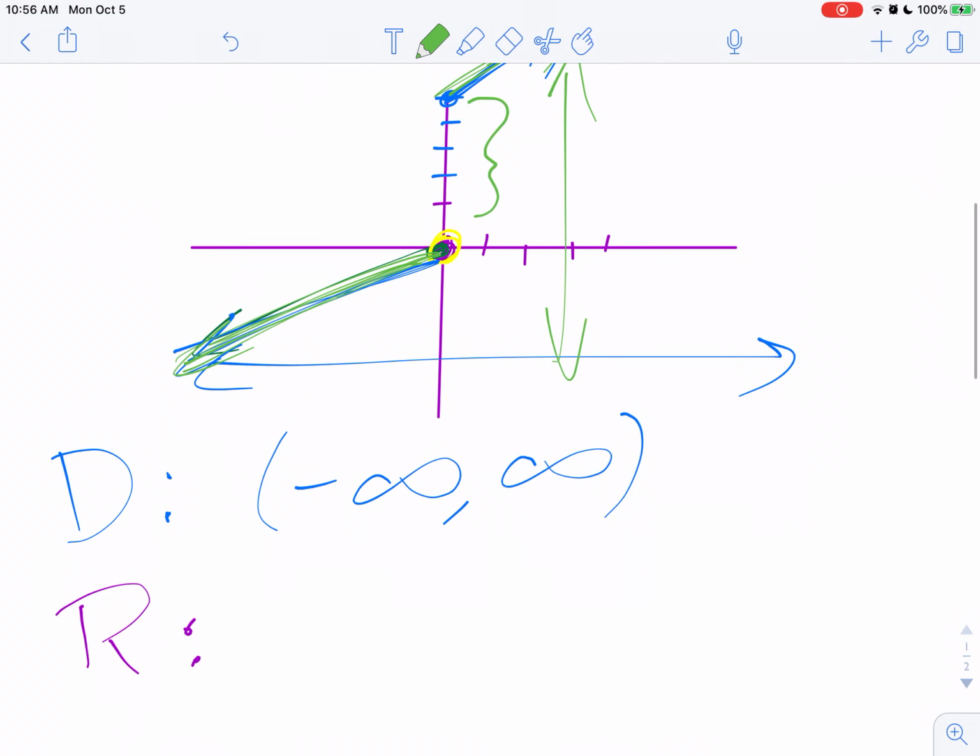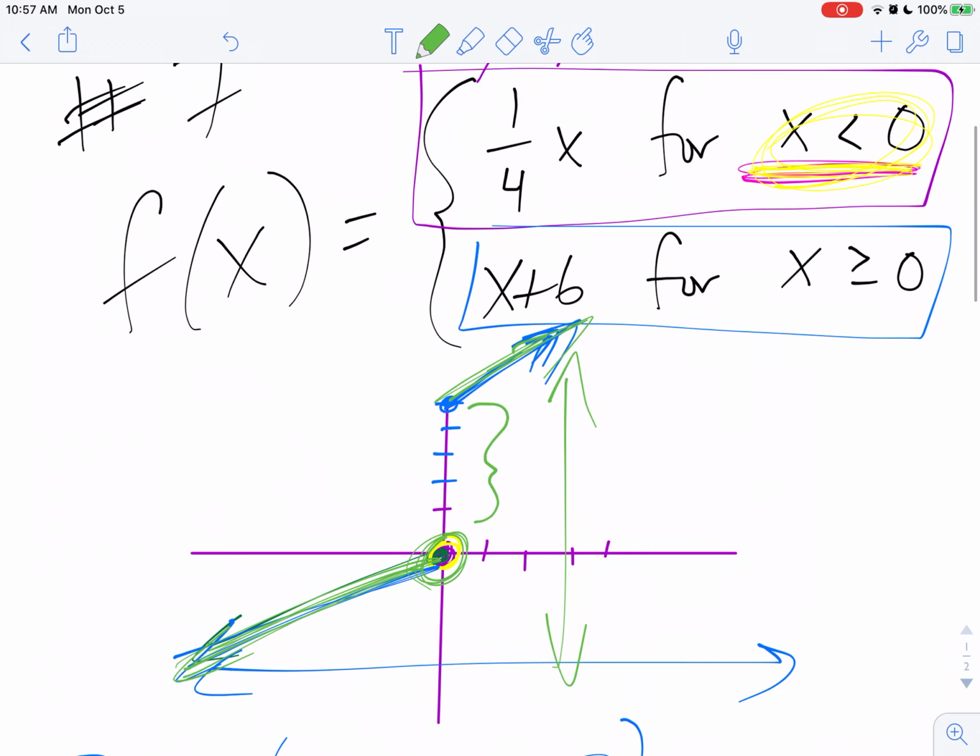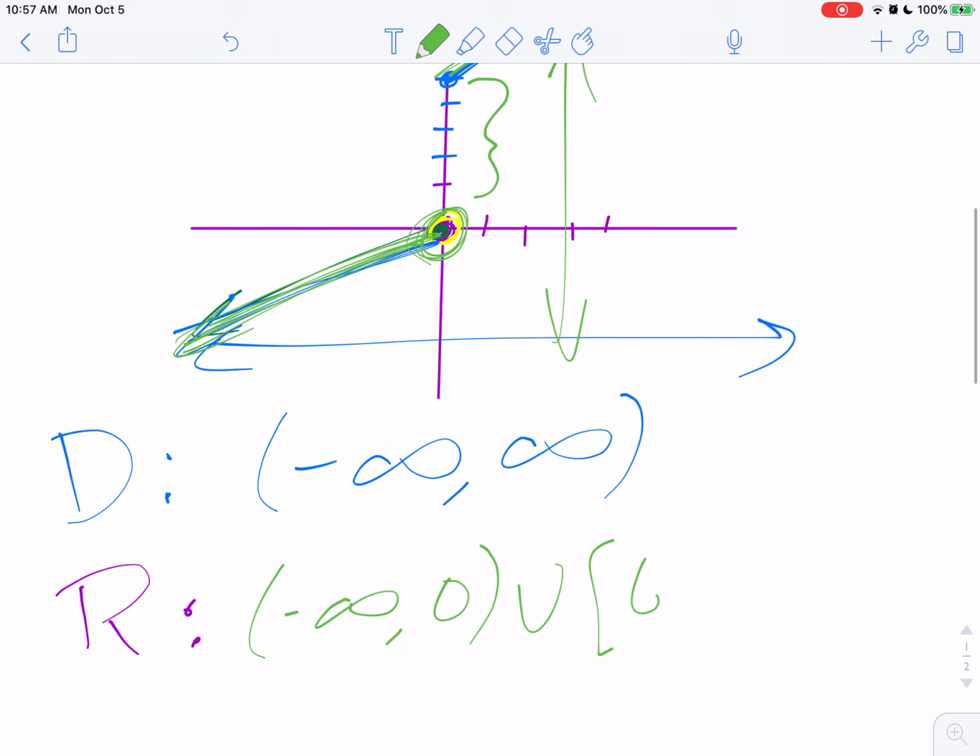So our range is going to look something like this: -infinity up to 0. And remember, that's supposed to be an empty dot at 0. And then it jumps up to, what was that y-intercept? Was it a 6? Yeah, it jumps up to 6. And then it goes on to infinity.